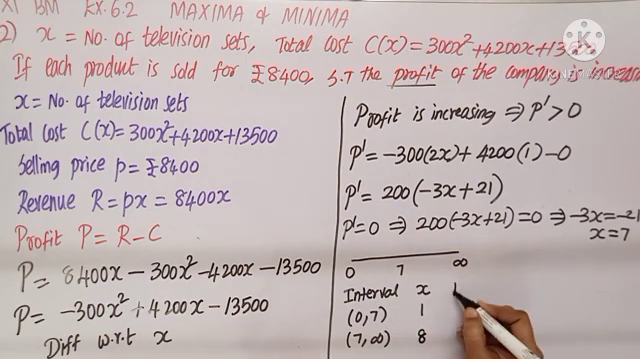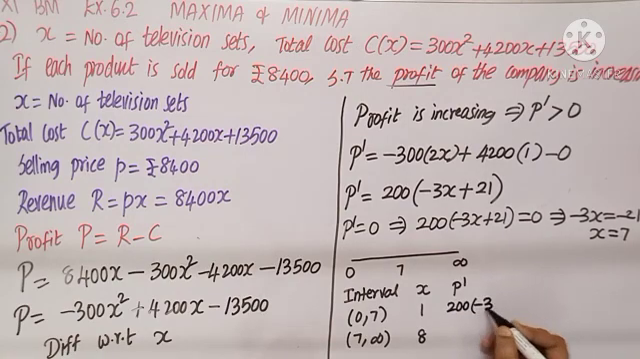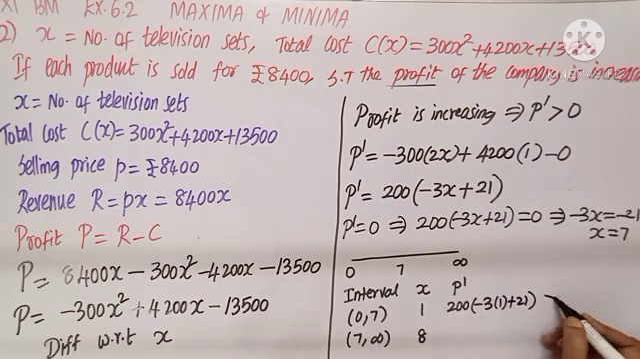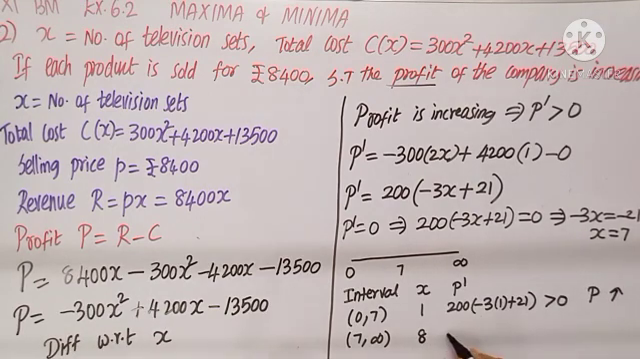Substitute in P dash. 200 into minus 3 into 1 plus 21. It is positive. That is, P increases. When I put 8, 200 into minus 3 into 8 plus 21, which is less than 0. Minus 24 plus 21, that is below 0. So I will say P decreases.